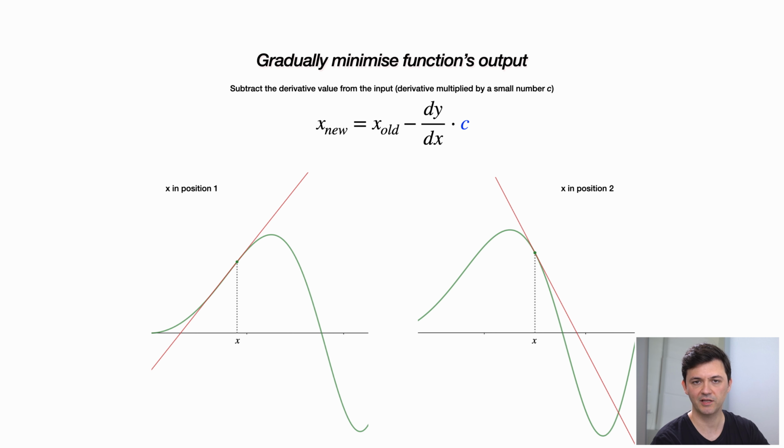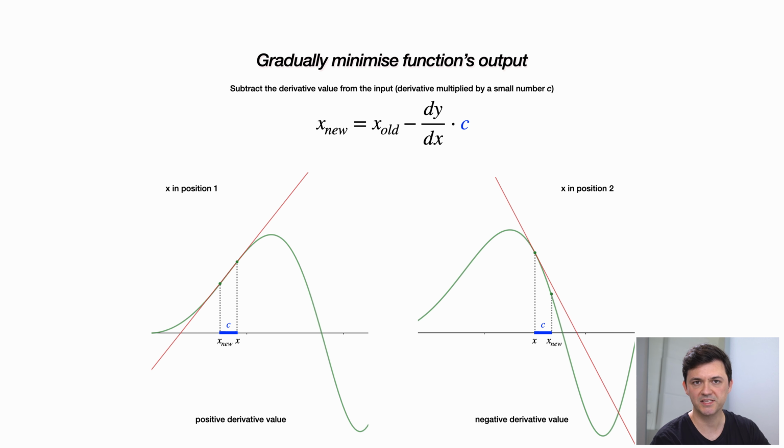Here we have a single valued function y of x represented with a green line. If we know the derivative of this function, we can use it to gradually minimize or maximize the function's output. We can start from any input value x on the graph. If we subtract the derivative, multiplied by a small number c, from the input value x, we will get a new input value x new, which will give us a lower output than the previous x value.